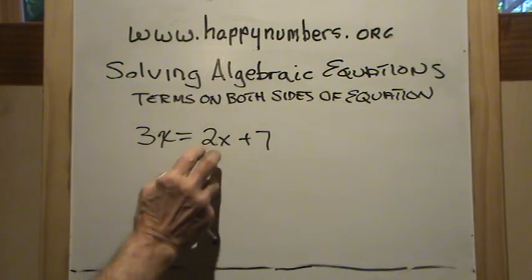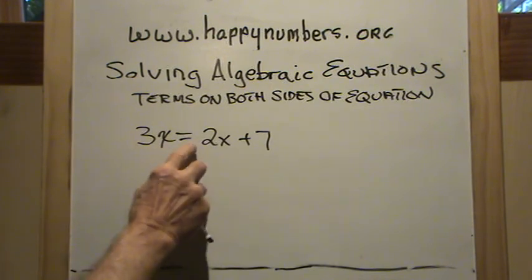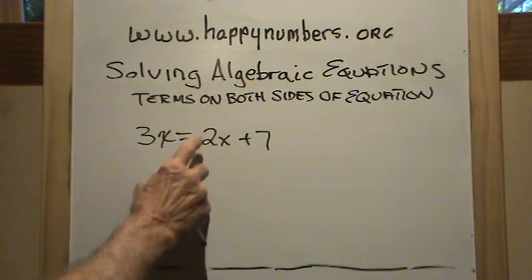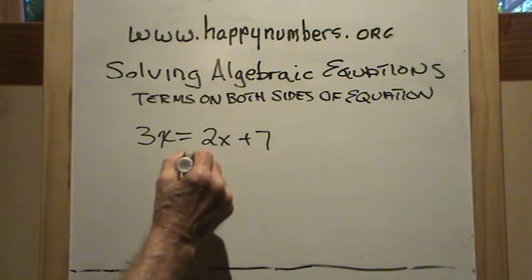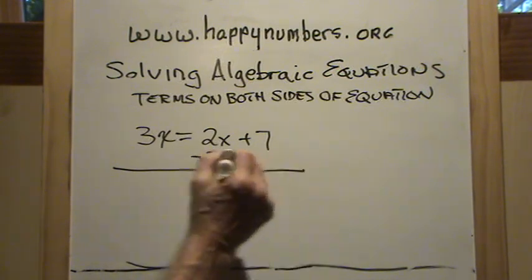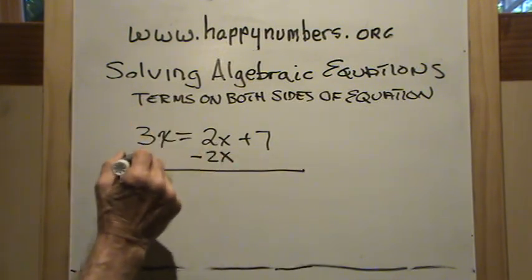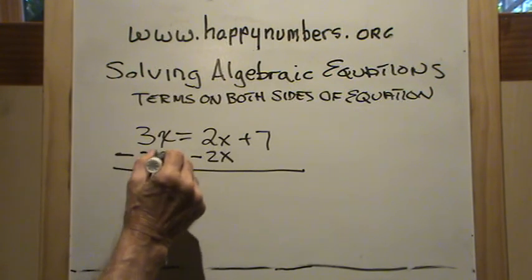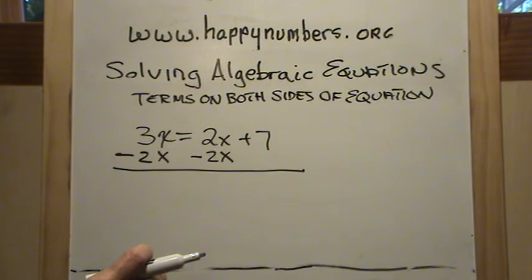Well, I have a 2x over here, so I want to get the x's over here. And this is a positive 2x, so I can add the inverse or opposite. So I can add a negative 2x here. And if I add a negative 2x on this side, I have to do the same thing here, because whatever I do to one side, I have to do to the other side of an equation.